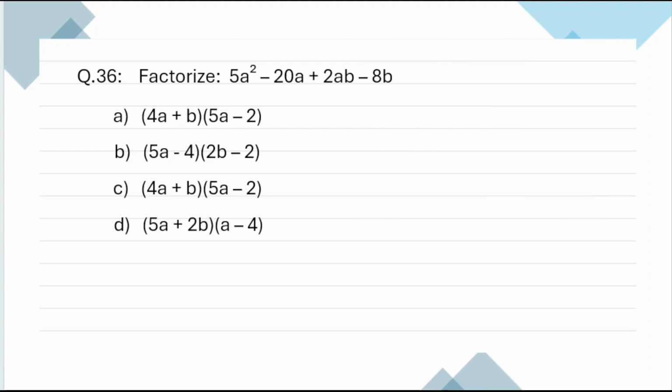Alright, factorize 5a square minus 20a plus 2ab minus 8b. There are 4 terms here and I need to factorize it. I need to split these 4 term polynomials into smaller brackets. So we will group the terms, 2 terms and then another 2 terms, in such a way that we can take out some common factor from those terms. So let's start. So it's 5a square minus 20a plus 2ab minus 8b. So if I group these two and if I group these two, let's see.